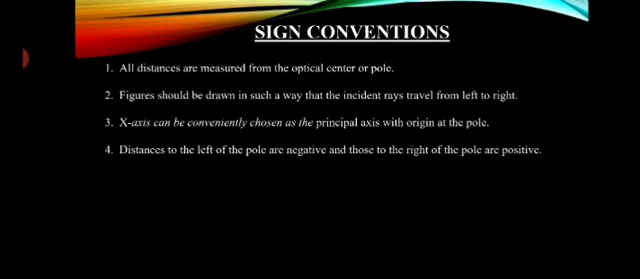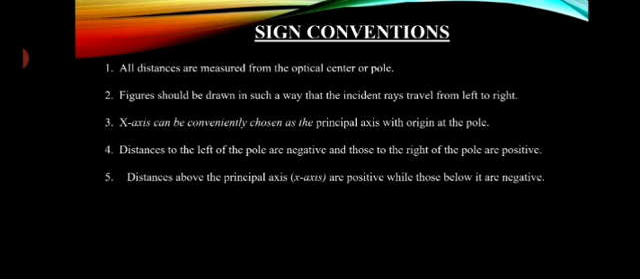Like we saw, the left side lies in the third quadrant, so the distances will be negative, whereas the right side of the pole lies in the fourth quadrant, so those will be considered positive. The distances above the principal axis are positive while those below are negative.